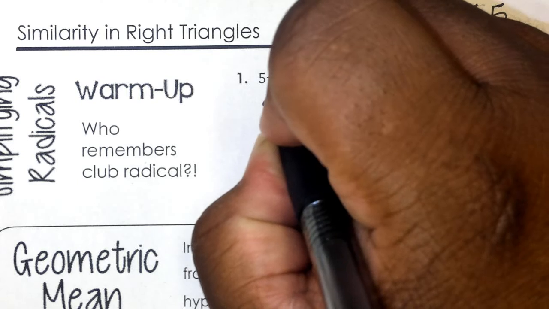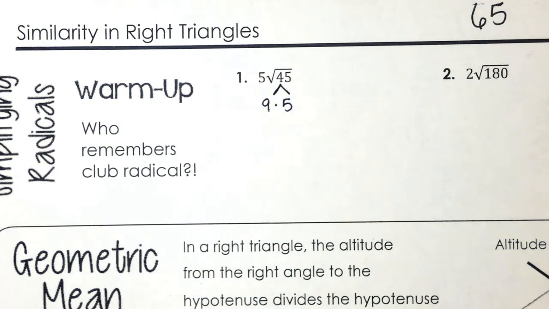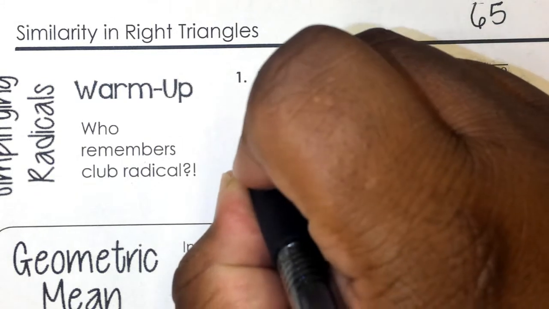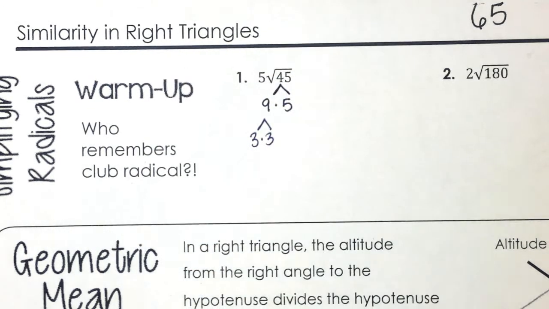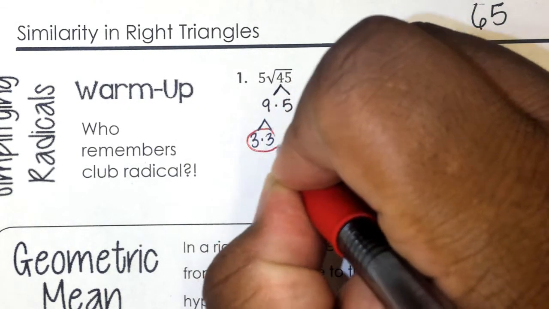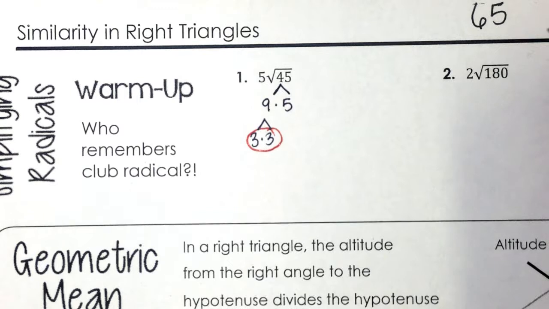9 times 5. Okay. So we cut 9 into 2 pieces. There we go. 3 and 3 right here. Good. And like he said, that's a double. So Juan, I'm still gonna need your help. You gotta instruct me from here, sir.